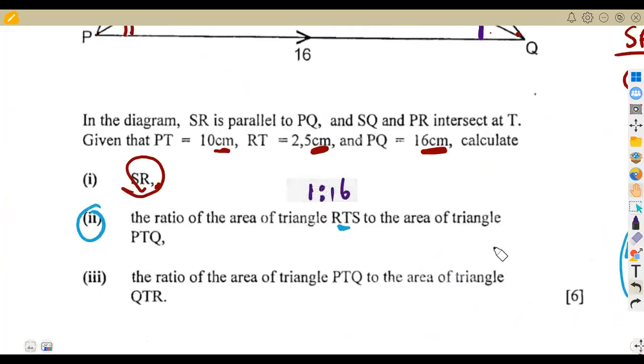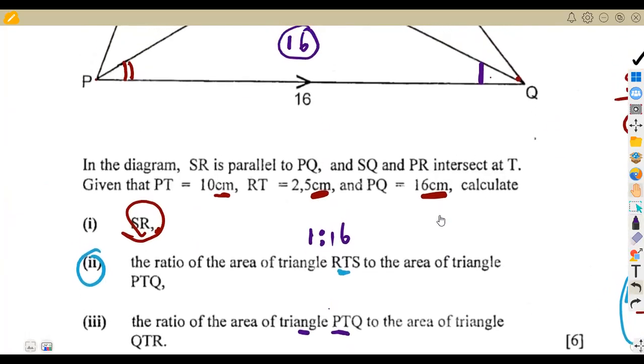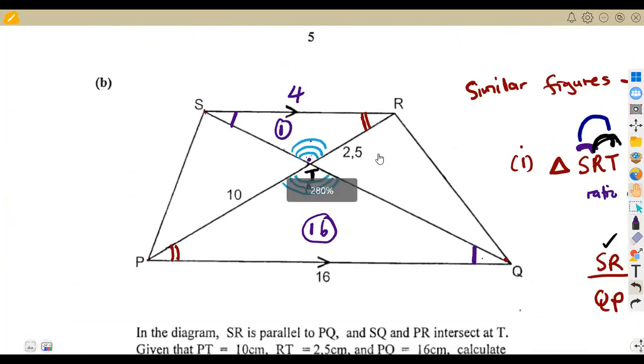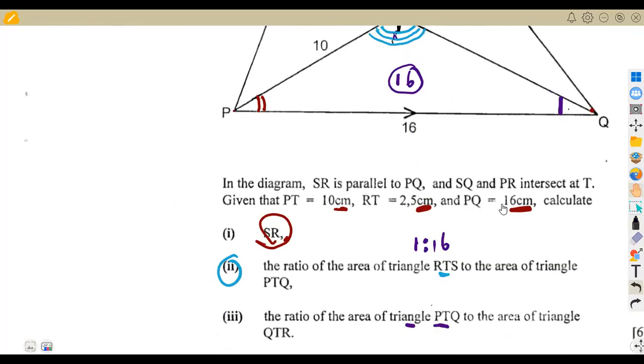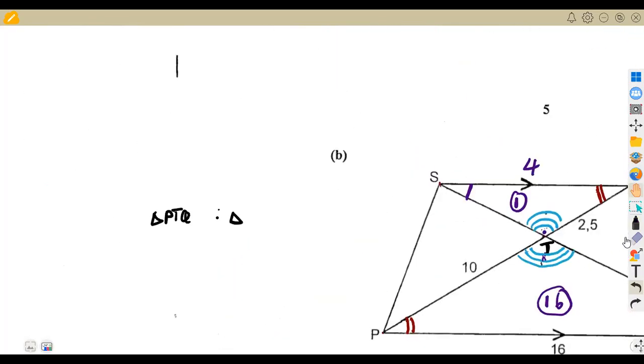Take note. Now they want the ratio of areas of triangle PTQ to the area of triangle QTR. All right, let me write them on top so that we properly use this diagram. Triangle PTQ. So we need the ratio of the area of triangle PTQ to the other area that we need, of triangle QTR. So this is area, this is area, this is ratio of area.